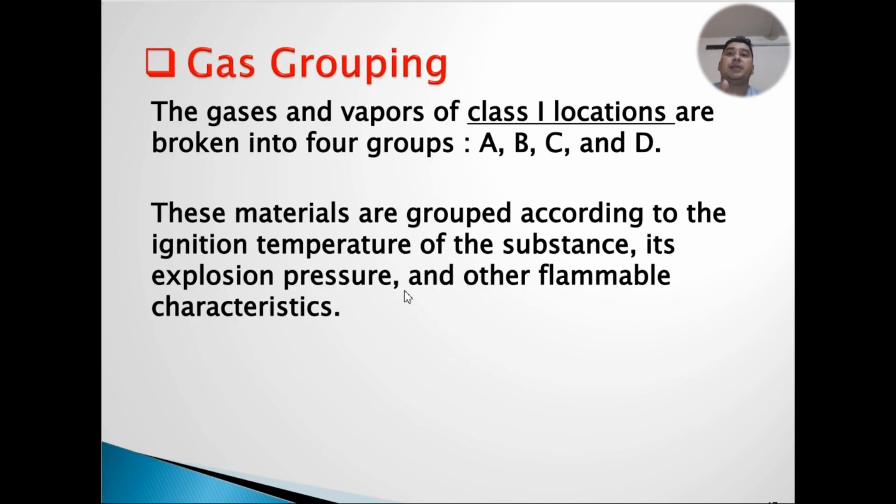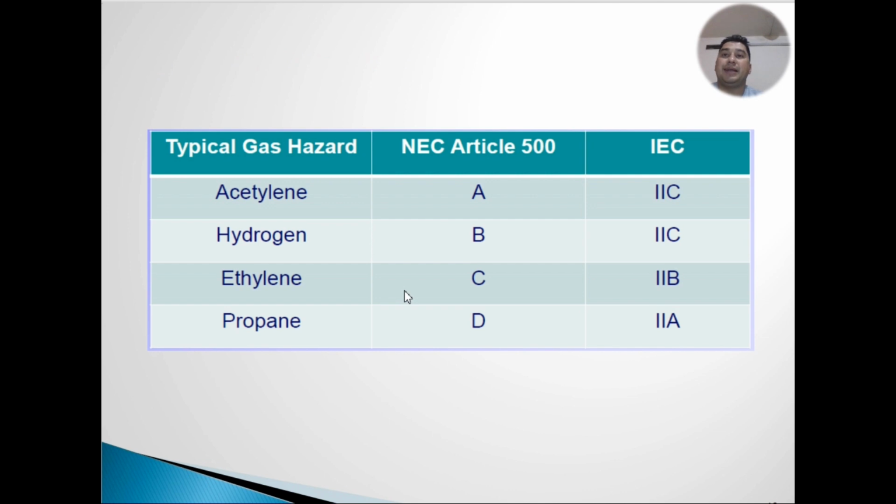And gas grouping. The gases and vapors of class 1 locations are broken into 4 groups: A, B, C, and D. These materials are grouped according to the ignition temperature of the substance, its explosion pressure, and other flammable characteristics. Now, acetylene, hydrogen, ethylene, and propane are typical gas hazards. In NEC Article 500, these gases come under different groups A, B, C, D, and the IEC groups are IIC, IIB, and IIA.